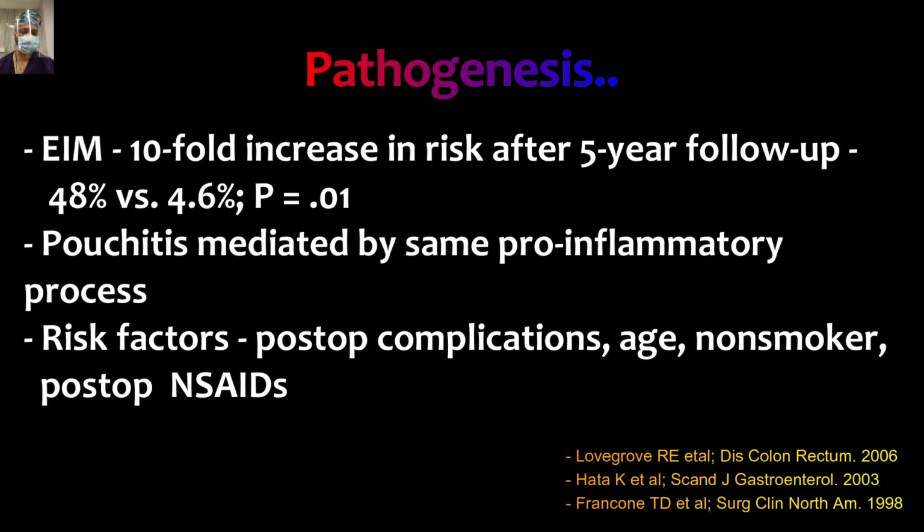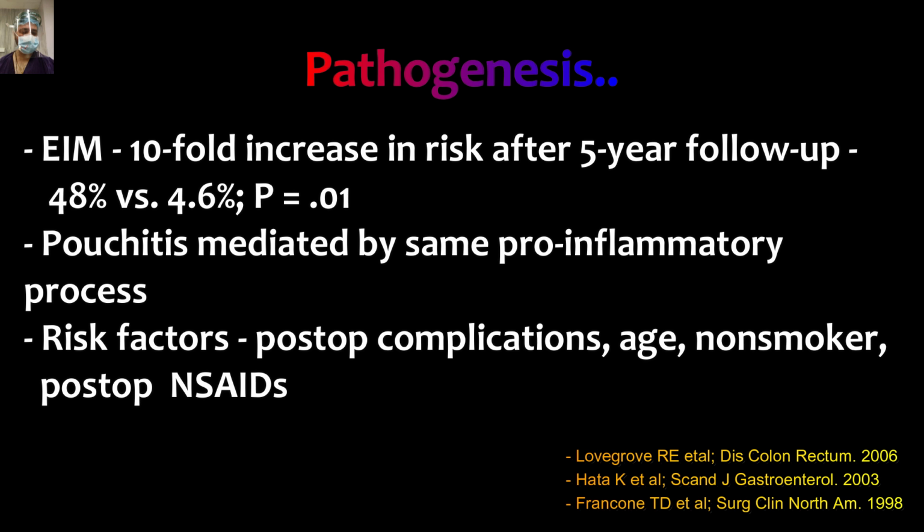Again, it is a significantly higher chance of developing pouchitis. And it is assumed that the pouchitis in these patients is mediated by the same pro-inflammatory mediators which lead to the extra intestinal manifestations. And we have already discussed the involvement of joint, eye, skin, liver, and there are many others. So these constitute a spectrum of extra intestinal manifestations.